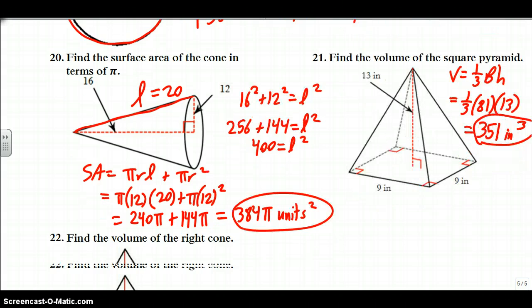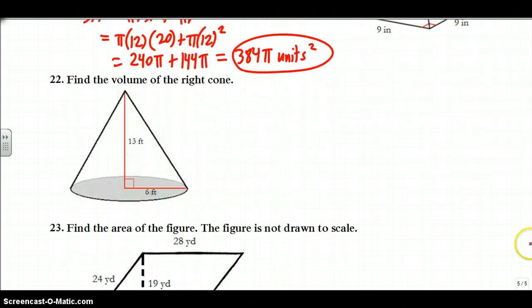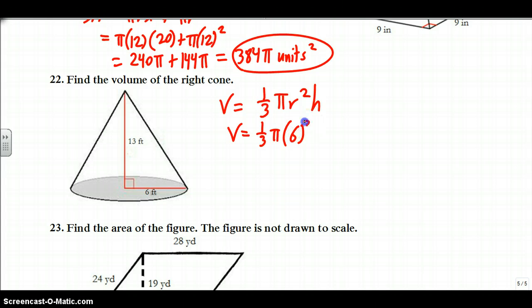Not too shabby. Find the volume of the right cone. Well, volume of a cone is pretty much almost the same as a pyramid. It's 1/3 area of the base times the height. It just so happens the area of the base is pi r squared because it's a circle, times the height. So you'll notice those two formulas are very similar. 1/3 pi, the radius is 6, and the height is 13.